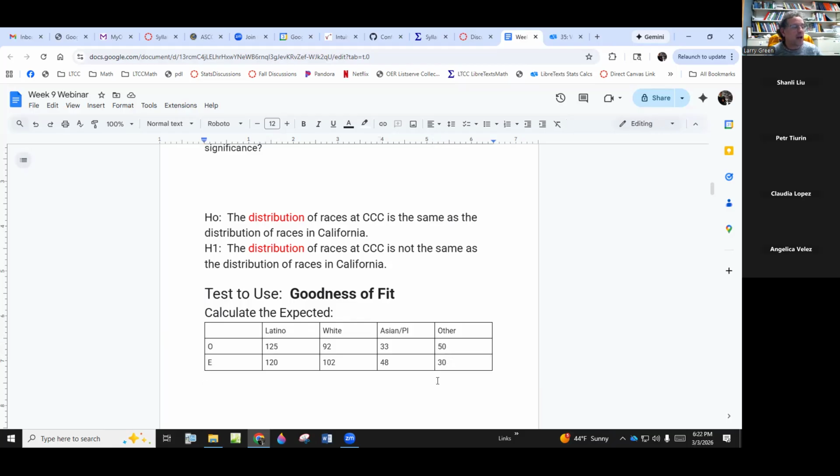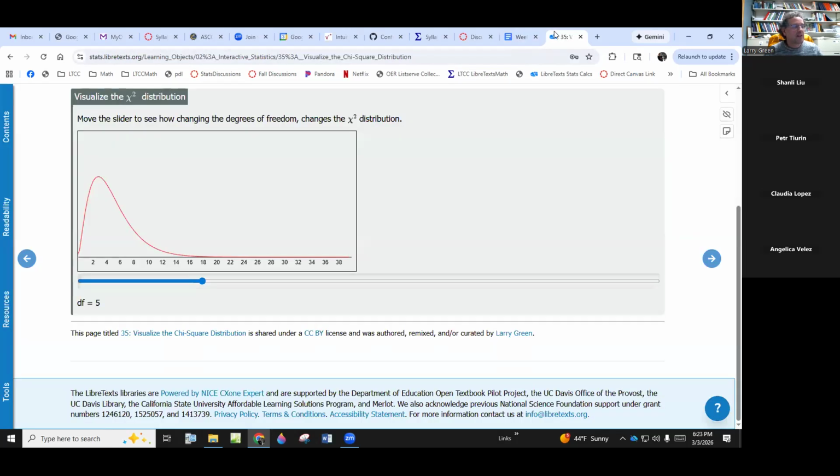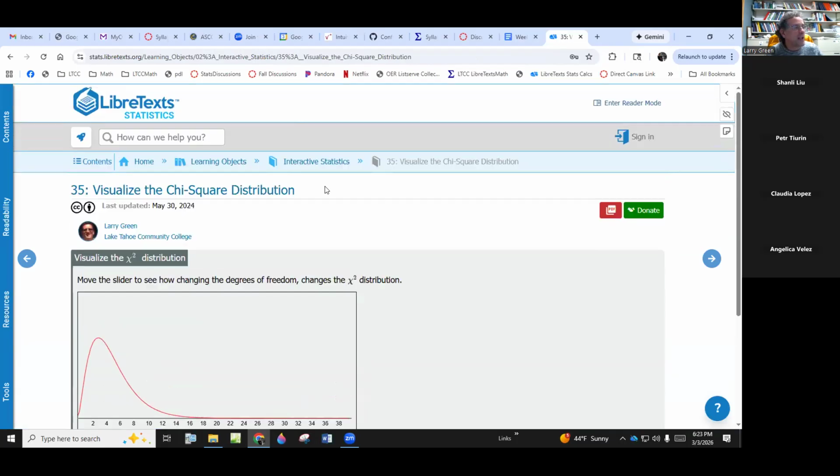What do you think the next step is? What's the next step? And by the way, this is about racial distribution. Almost certainly going to use a 5% level of significance because anytime you have sociology, 5% is what people use. So what's the next step? Yeah, we go to the calculator. So let's go to the calculator.